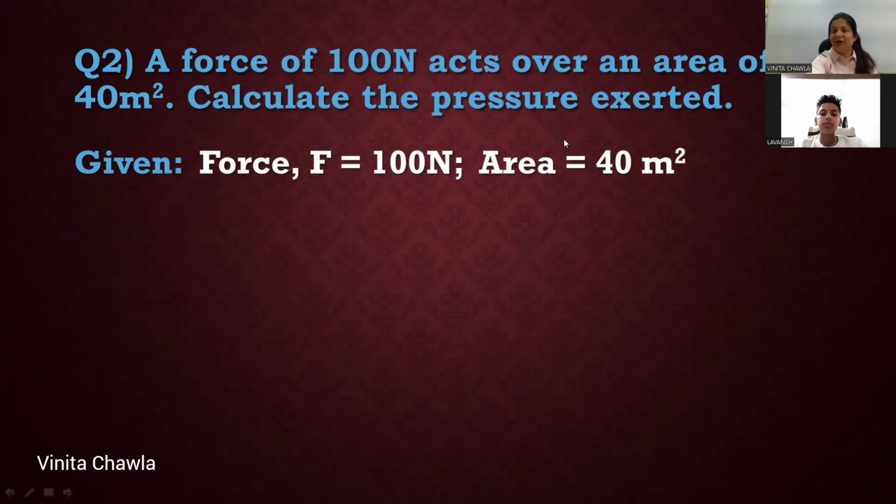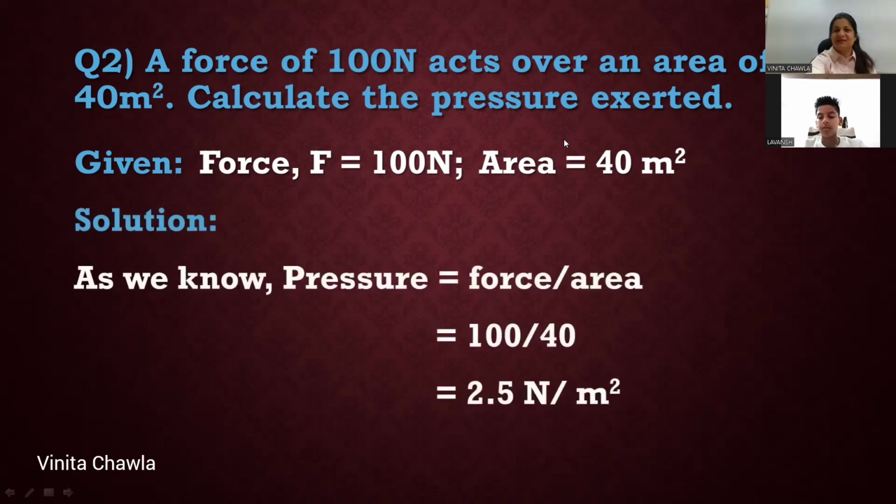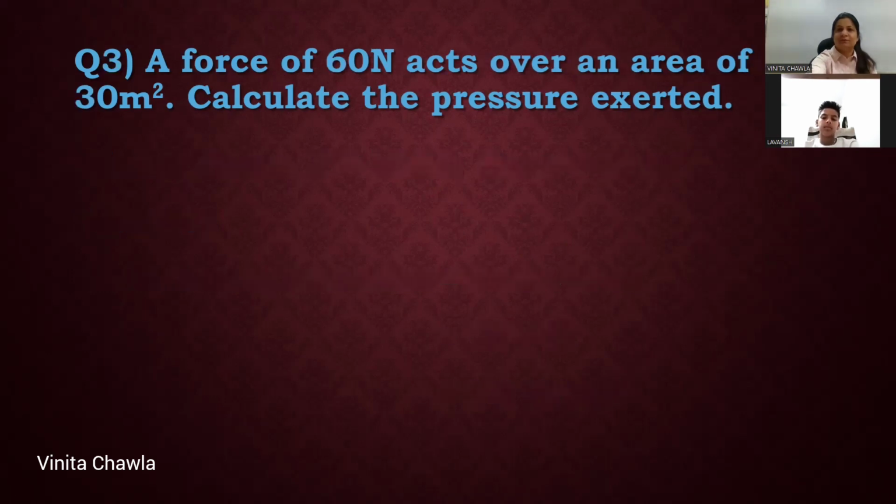What will you get by dividing these two? 10 by 4. Simplify the fraction now. 10 by 4 is 5 by 2. And 5 by 2 is 2.5 Newton per meter square. Yes. Pressure is force upon area. We'll put the values of F and A here and we'll get our answer. Easy? Yes. Next question.